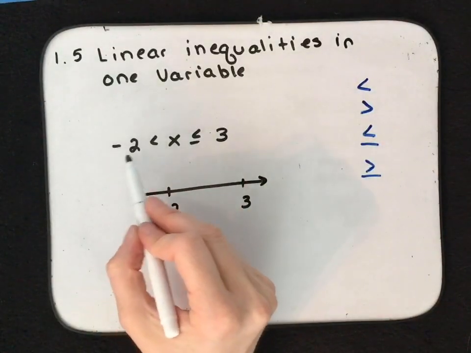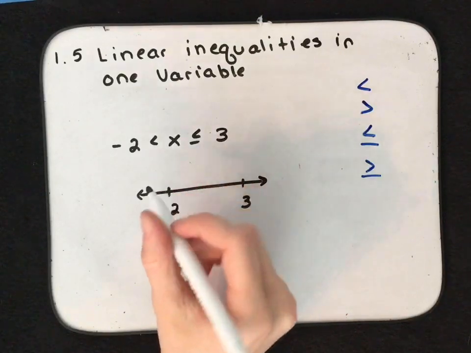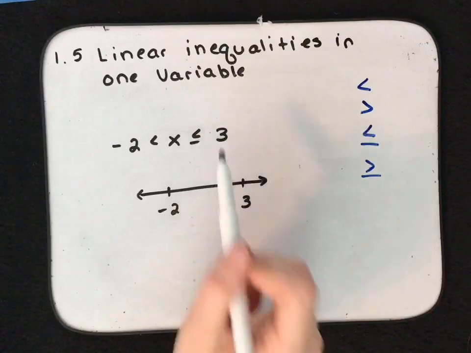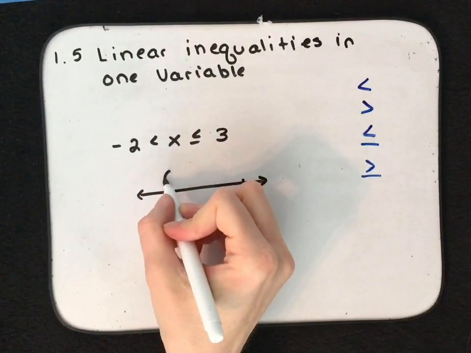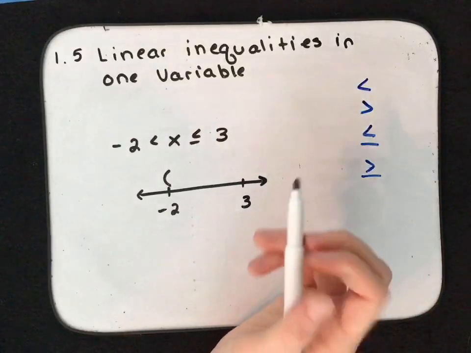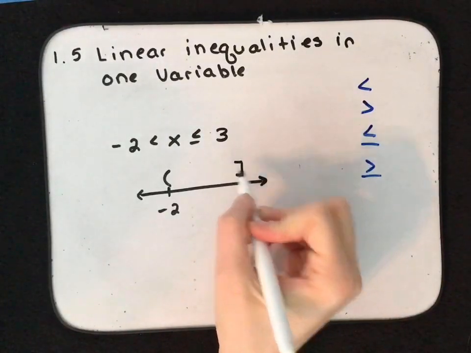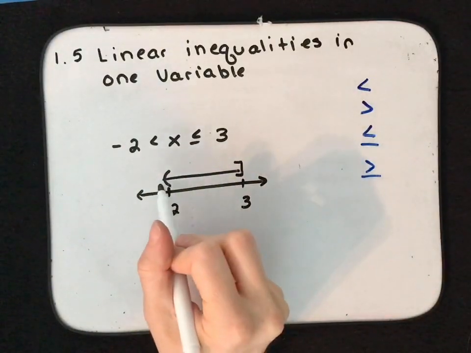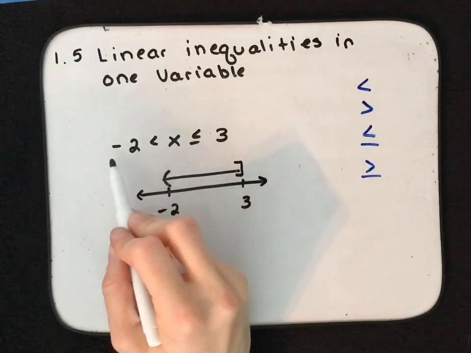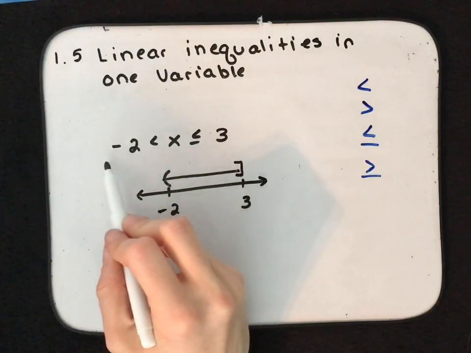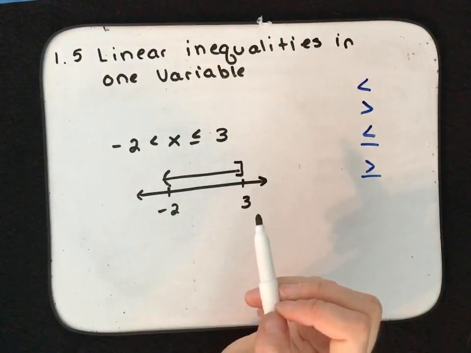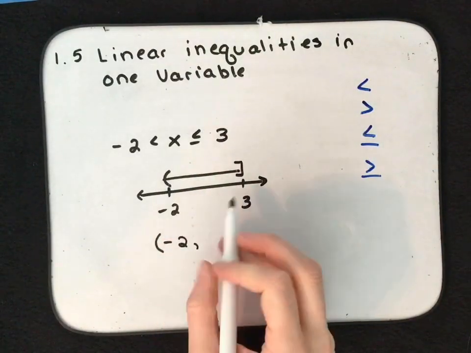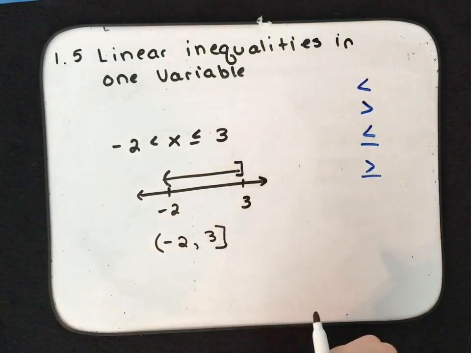So this is saying negative 2 is less than x. So that means that x has to be greater than negative 2. But at the same time, x has to be less than or equal to 3. So we'll have a parenthesis at negative 2 because I cannot touch negative 2. But we can have a bracket at 3 because I can touch 3. So all of the values represented here are such that x is greater than -2 and x is less than or equal to 3. So looking at our interval notation, we have a parenthesis for -2 because we can't touch it. But at 3, we'll have a bracket for a hard stop.